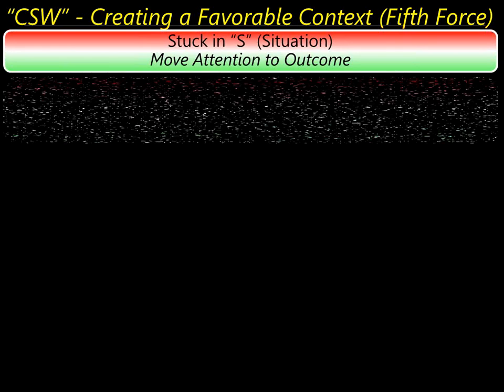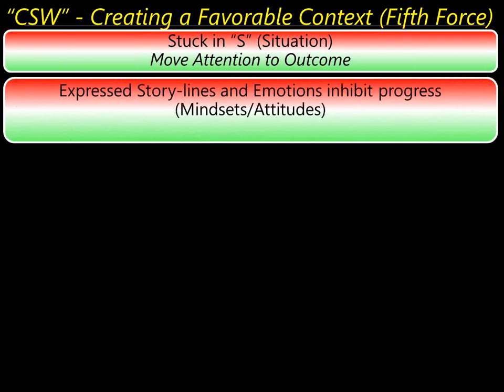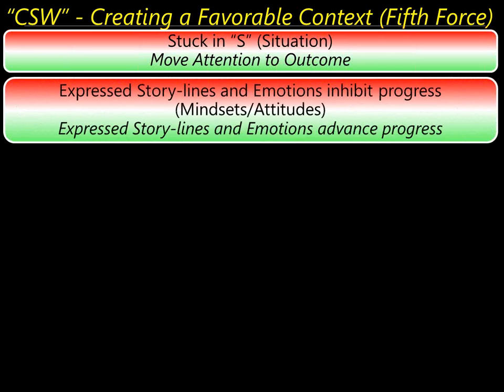So how does this work? Well, we start by writing down the situation. That's an elephant. And then we ask, what is the outcome you want? So we're moving attention. We identify the storylines and emotions because we're setting up the mindsets and attitudes. Remember, mindset and attitude is the foundation for action. And then we get storylines that advance progress, and emotions.